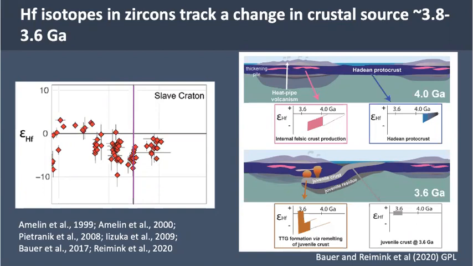I'm giving one last example, coming back to isotopes as I always do, looking at hafnium isotopes in zircons as a way of tracking a change in magmas on the early Earth. I'm showing a plot here on the left-hand side of the hafnium isotope composition. Remember again that the bulk Earth falls along this line of 0 here, of rocks over time in the Slave craton. So the Acasta Gneiss Complex, and then also more broadly the Slave craton around it.